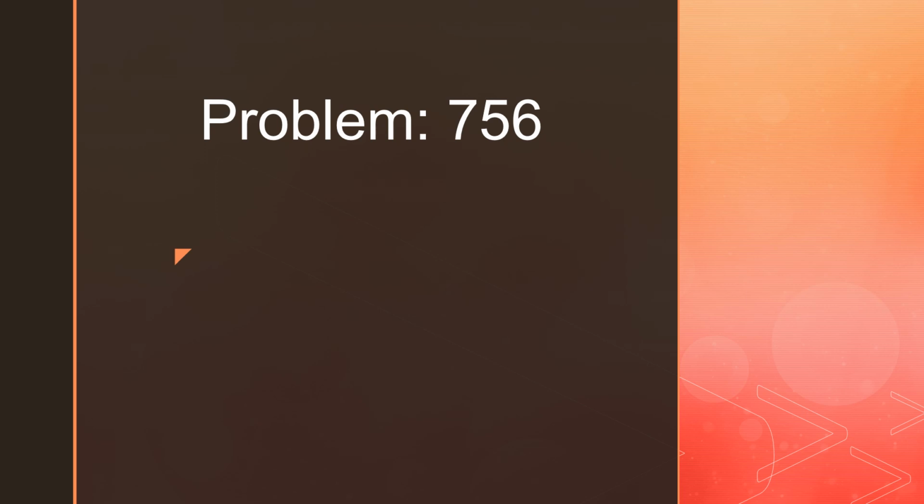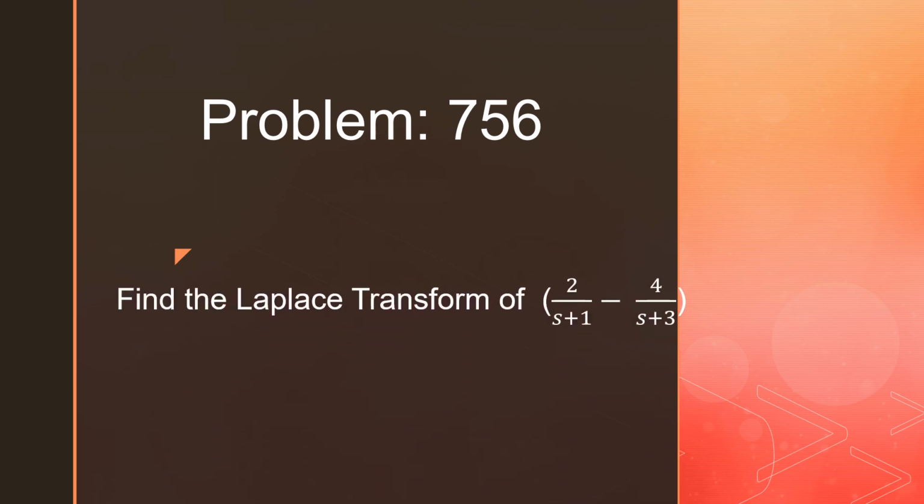So the problem given to me is problem number 756. Find the Laplace transform of 2 over s plus 1 minus 4 over s plus 3.